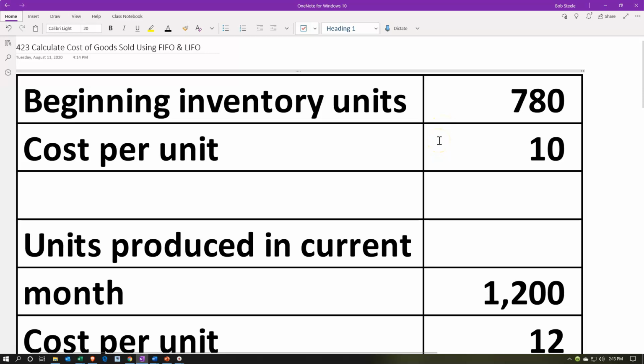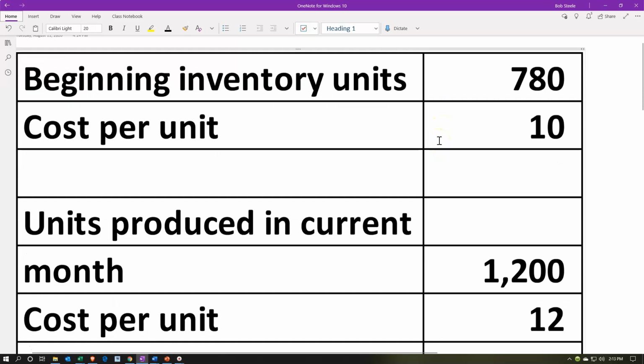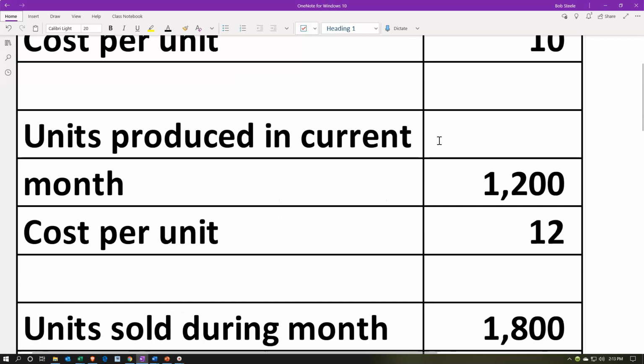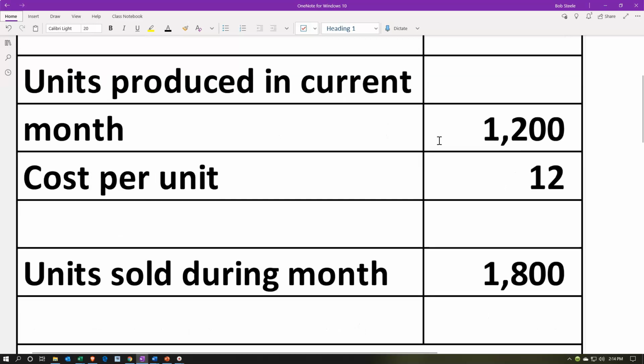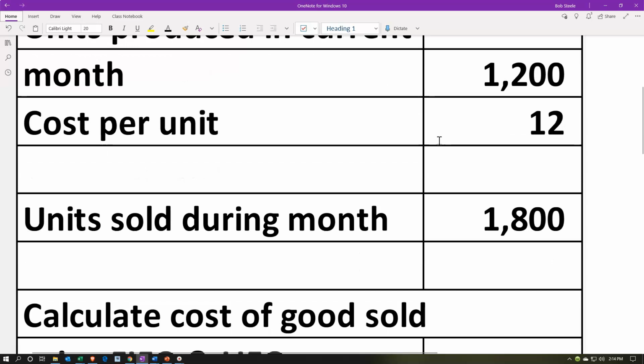The cost per unit of those beginning inventory units is $10. Then the units produced in the current year or month, and note this would work whether we're producing the units or whether we're simply buying inventory, marking it up, and selling it. Whether we have a retail or manufacturing company, we could still use a FIFO or LIFO method. So then we have the 12 units. They've gone up in price.